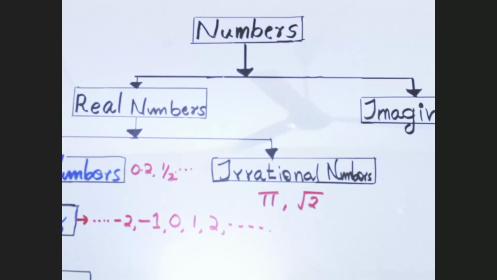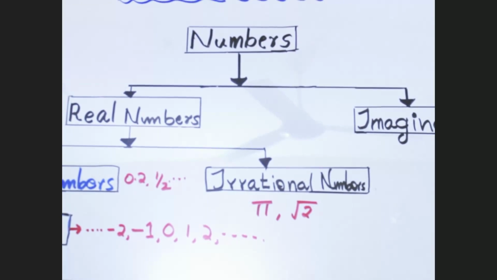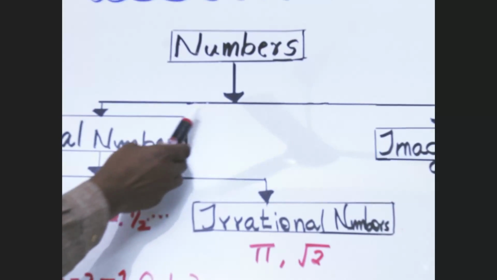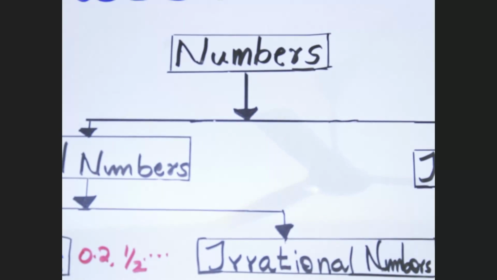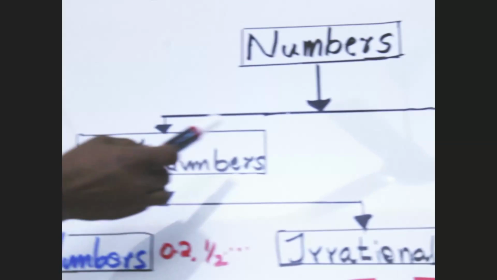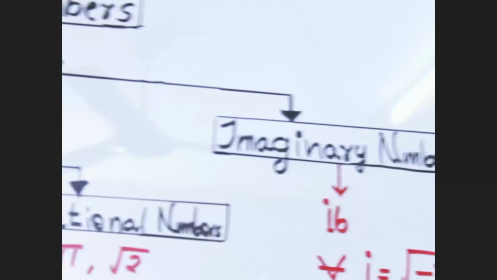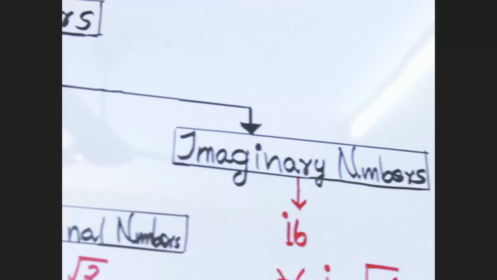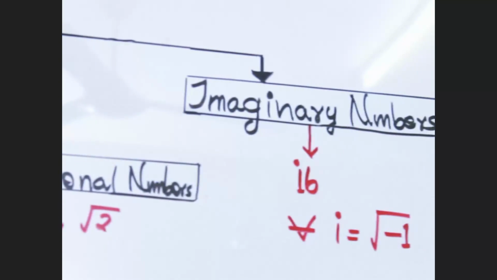The total number system can be divided into two categories first. So what are the two categories? Here we have real numbers and imaginary numbers. What we mean by real numbers we will explain later. And what is the imaginary number?